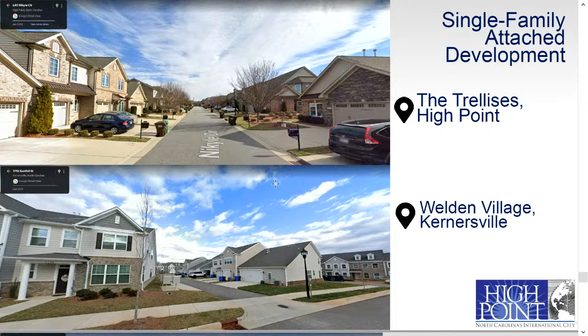The top picture is the Trellises. You can see Google Street View captured the toters being out there, and then down below is Weldon Village, where you can see how sanitation would work with everybody's toters being in the alley there, as well as mailboxes, and all that service provision takes place back of house, not out front.